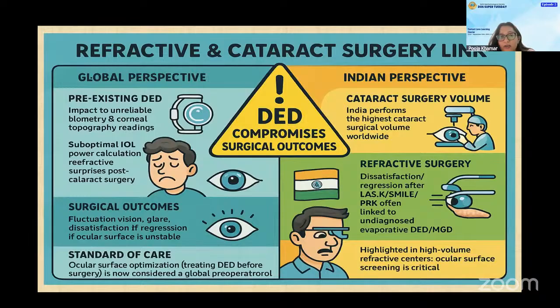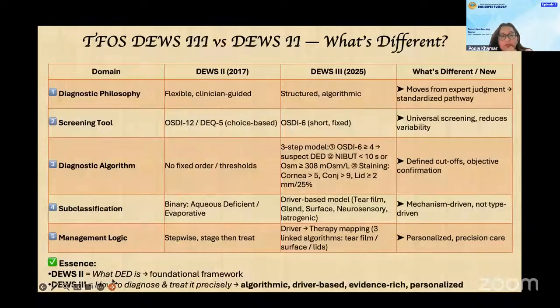Along with this, we do have a lot of contact lens users, and we know that contact lenses can also impact dry eye and the ocular surface. A lot of refractive surgery patients are contact lens users, so we have to look at dry eye in detail before surgery as well, to improve the outcomes.